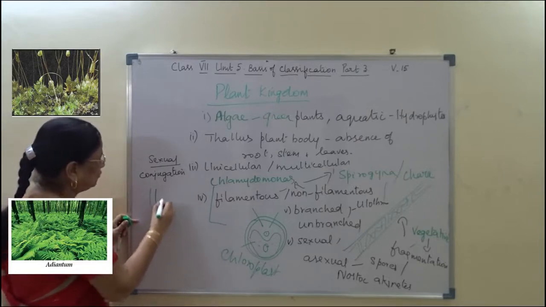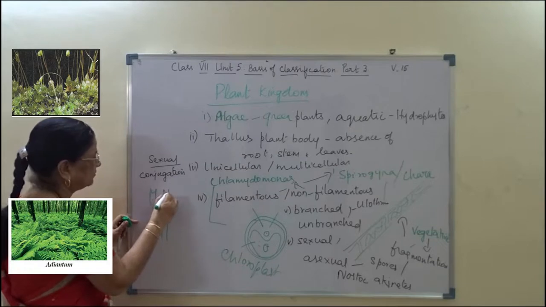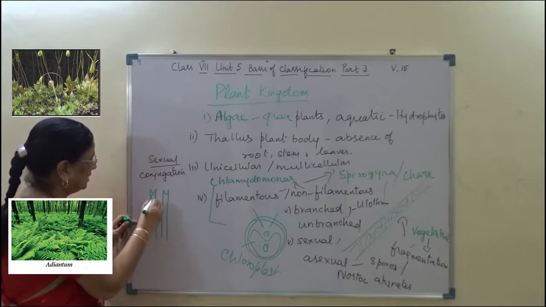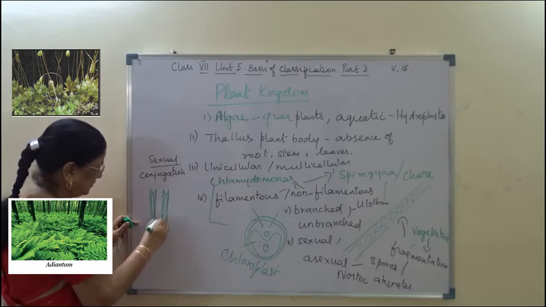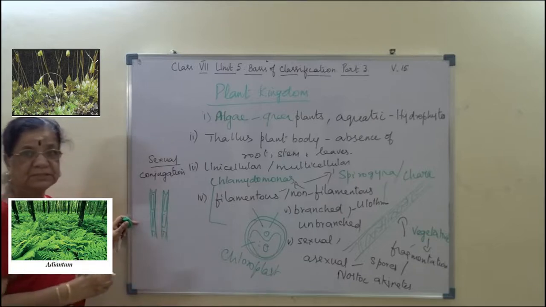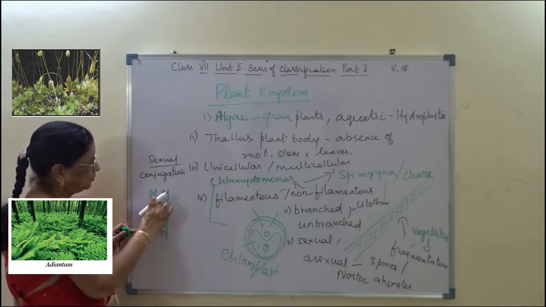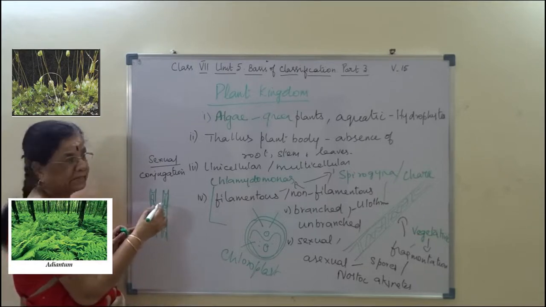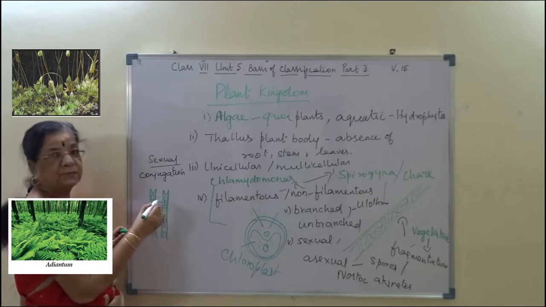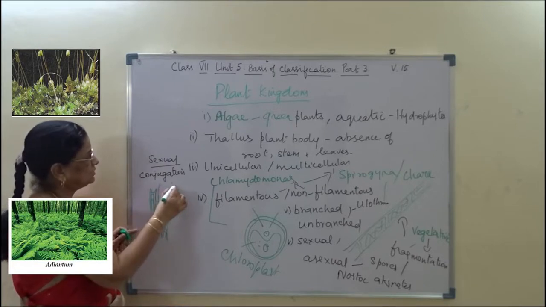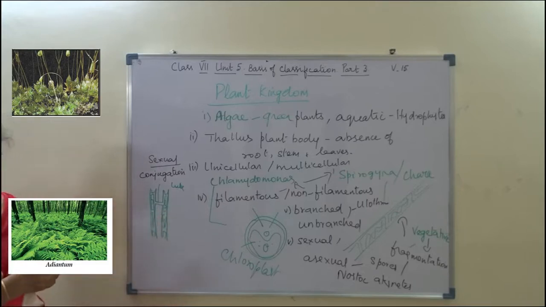Two Spirogyra filaments, which are going to follow sexual reproduction, you can see on the board, will develop a protuberance on both side walls, with the spiral shaped chloroplast. As it proceeds on both sides, at the point of contact there is a conjugation tube. The space, the compartment, is the conjugation tube.